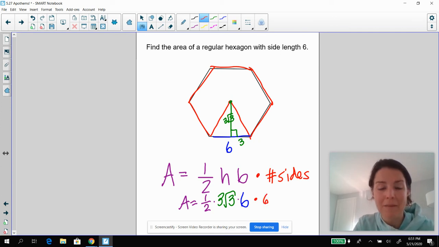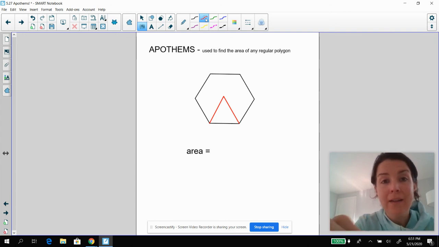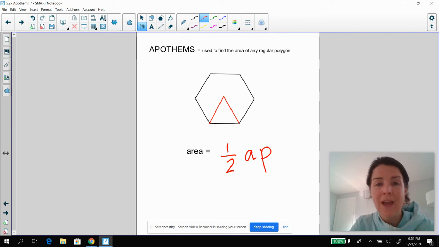Sorry for my delay in my pen. All right. So you're probably wondering, like, this is not a shortcut. I don't understand where this is coming from. This is really important. So the way that we figure out the area of a regular polygon, it can be any regular polygon, a hexagon, a pentagon, whatever. So the area is 1/2 the apothem times the perimeter. And you're probably wondering where I got this.